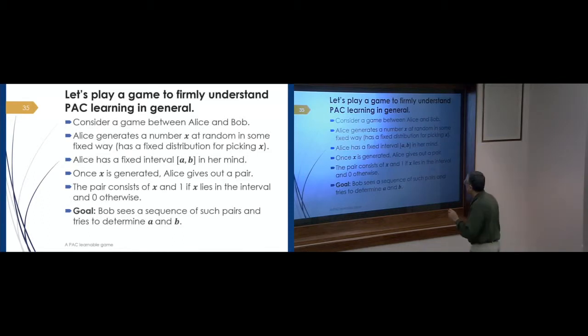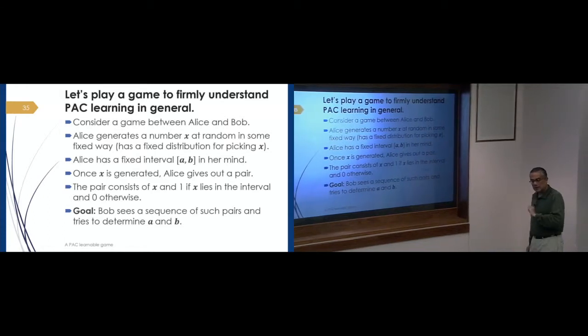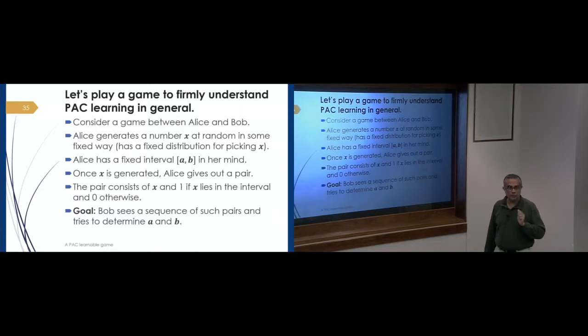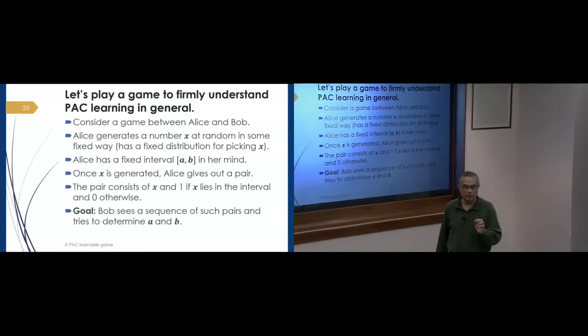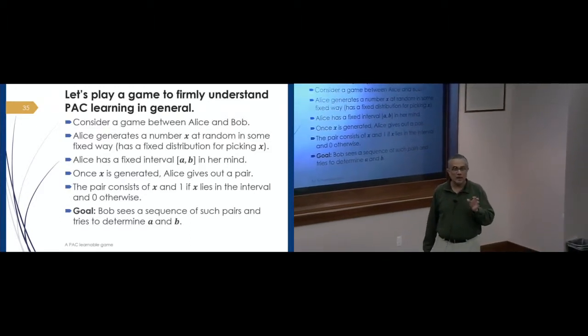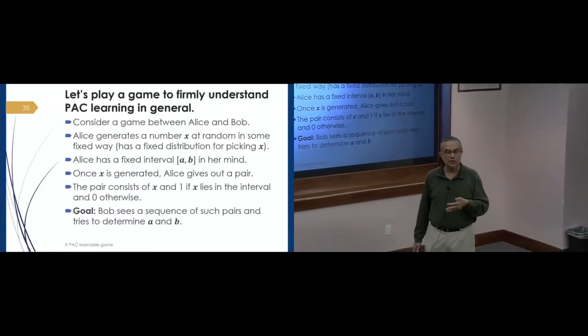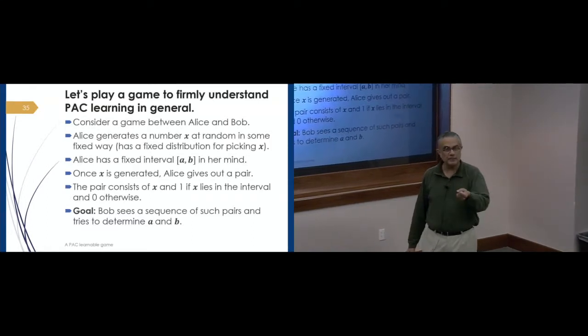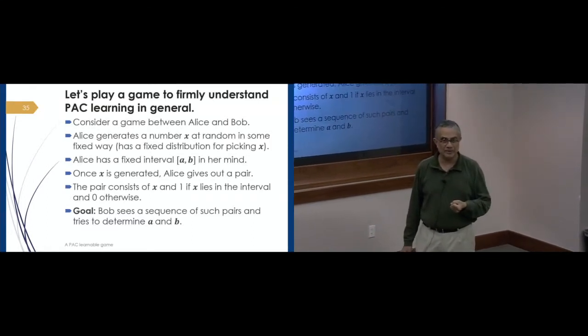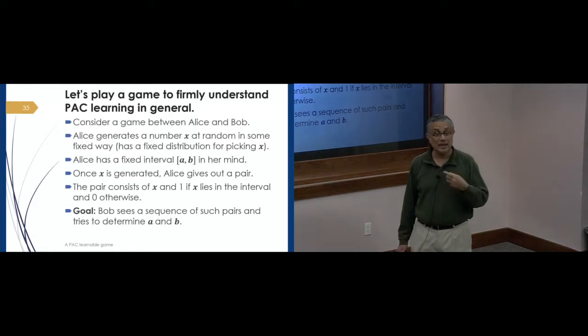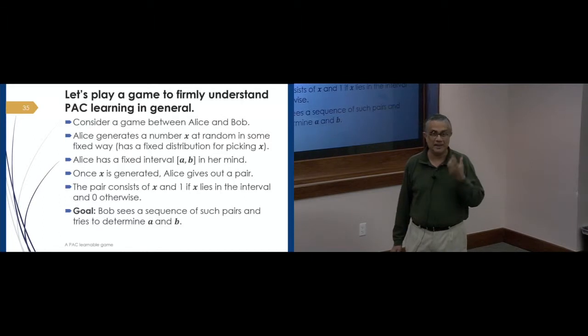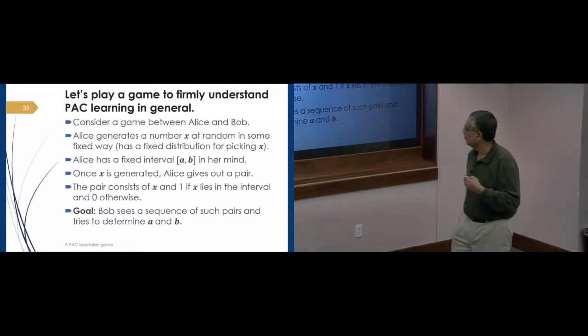Basically, each time Alice throws out an example to Bob, Alice gives a value x and an indicator variable, which is 1 if x is in the interval, 0 if x is not in the interval. So Bob just keeps seeing a stream of these examples. But Bob has to somehow construct a mental image of what the interval actually is that Alice has in mind. Okay?